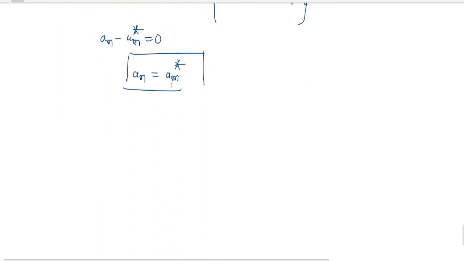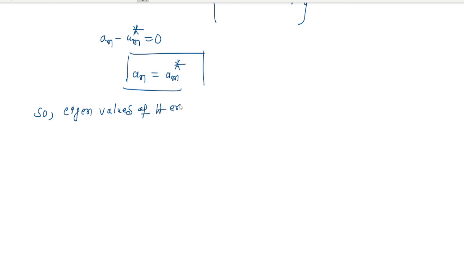So here the eigenvalue and its complex conjugate are both equal. Then we can say that eigenvalues of Hermitian operators are real.